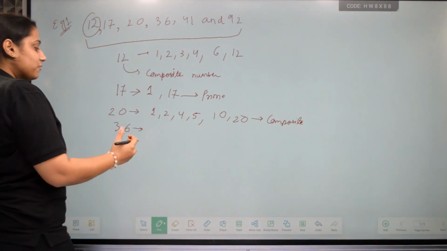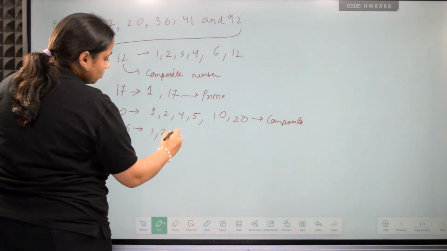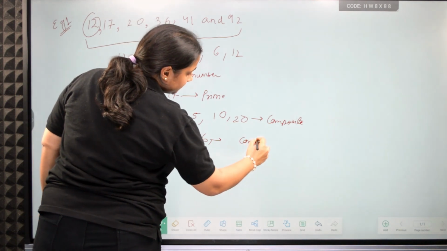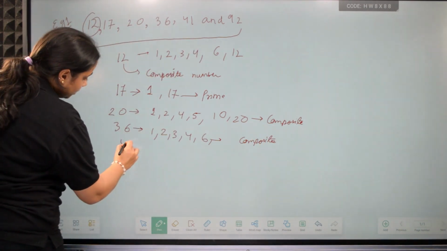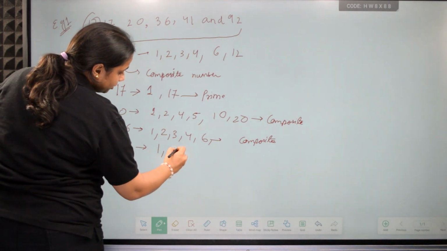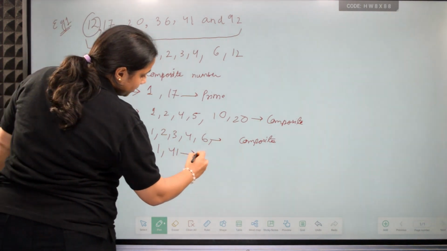Now 36. 36 again has many factors like 1, 2, 3, 4, 6. So, it is composite. Now for 41. 41 has only two factors, which is 1 and 41. So, it is prime.